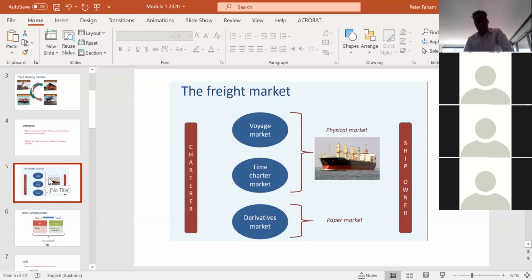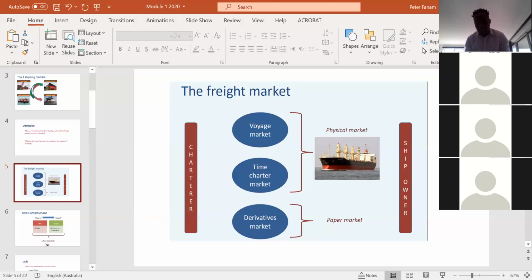The third market is what we call the derivative market. The derivative market is different from the first two, because it is just what we call a paper-based market. In this market, there is no physical asset. There's no physical ship in this market, and there's no actual cargo to carry. This market is just a monetary or financial policy that the ship owners and the cargo owners or the charterers come together to use in order to protect themselves.